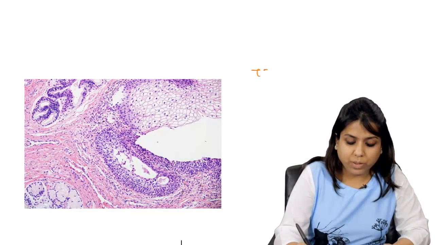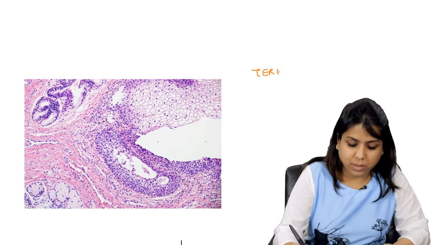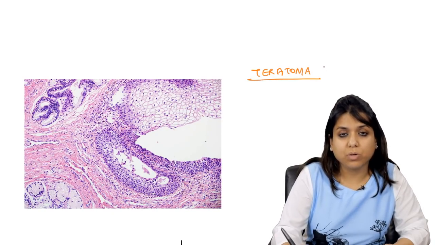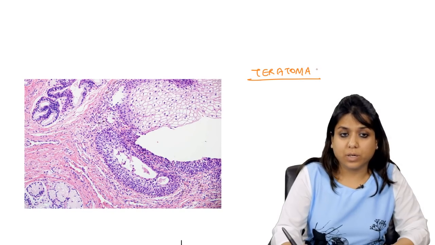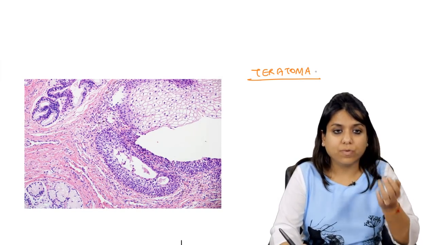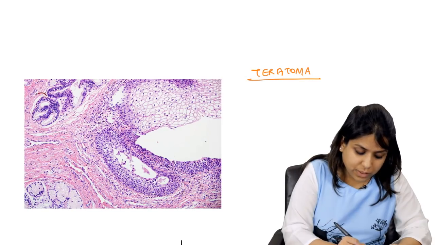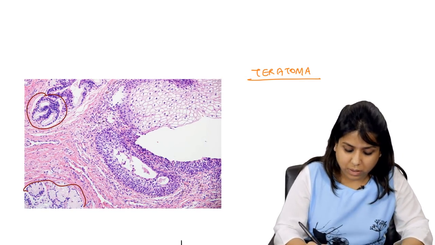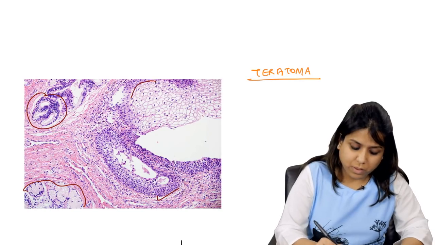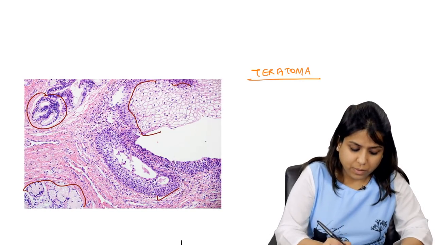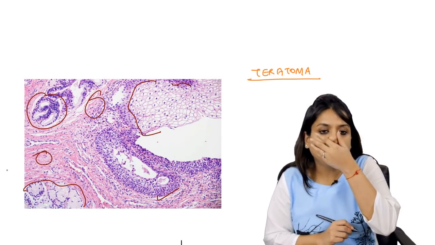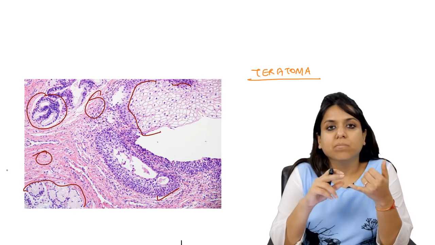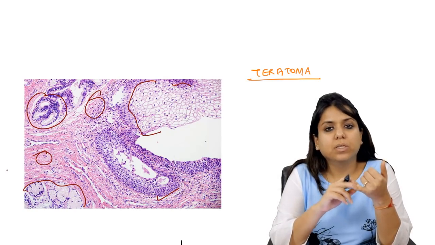This is also testicular or ovarian, and it shows a teratoma. If you get a history of a testicular or ovarian tumor, this is a teratoma, because there are derivatives of different germ layers. You can see these are glands. This is like the follicles. This is epithelium. This is sebaceous gland. This is the neural element. So, there are derivatives of all 3 germ layers, ectoderm, mesoderm, endoderm. This is a teratoma.